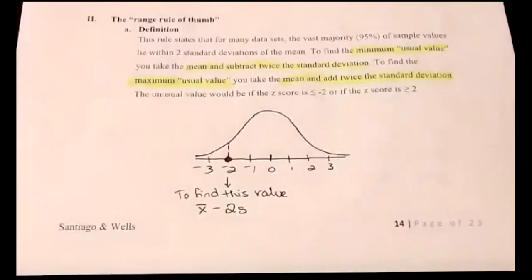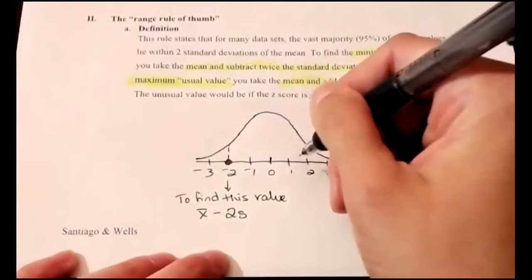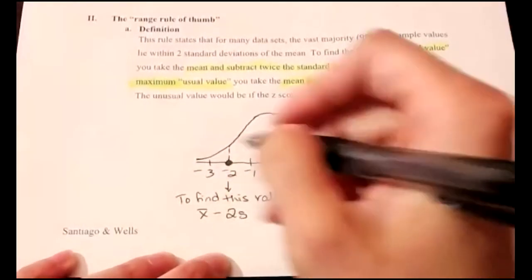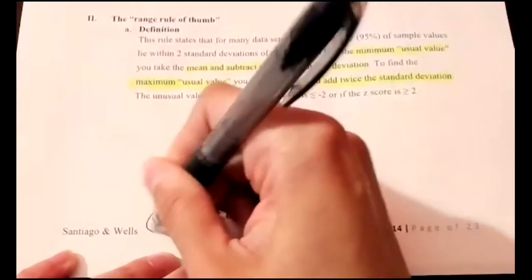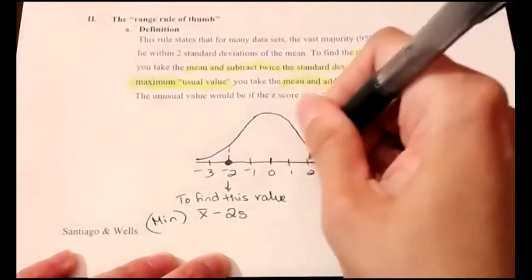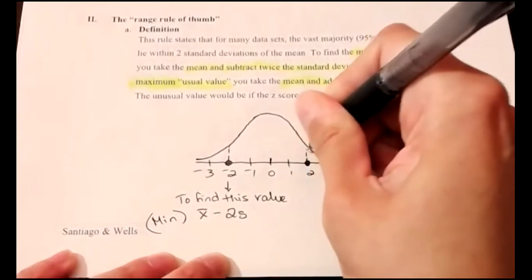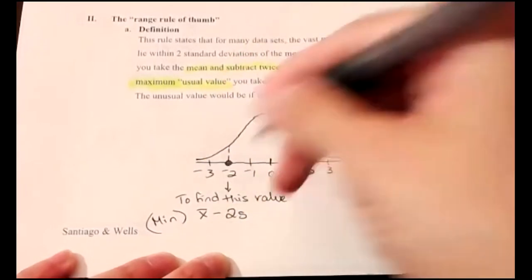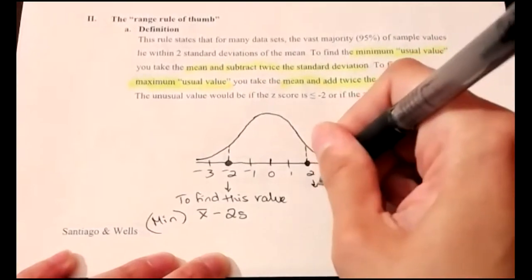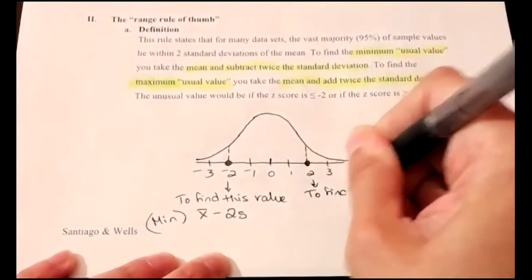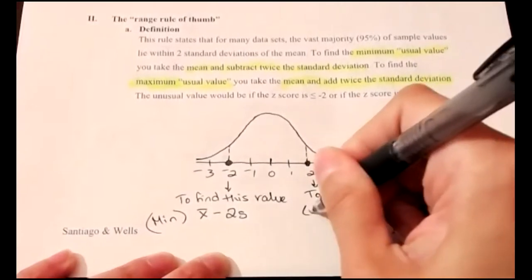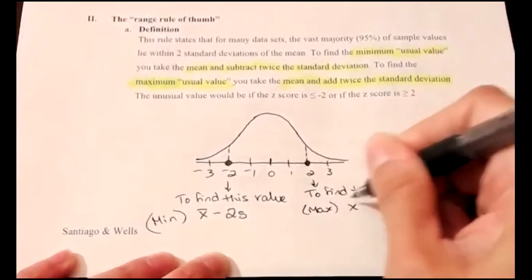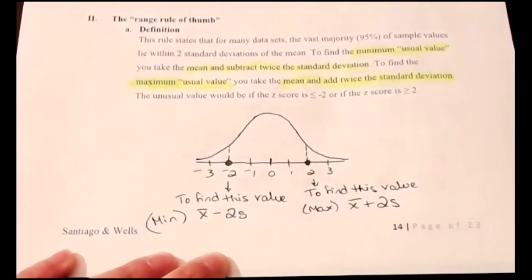Okay, so going back to our diagram here, let me just finish writing that out. So this value would be your minimum, right? This value represents your minimum. So I'm going to write min here. At +2, 2 standard deviations above the mean, or a z-score equal to 2, to find this value, which is your max, you're going to take your mean and add 2 standard deviations.